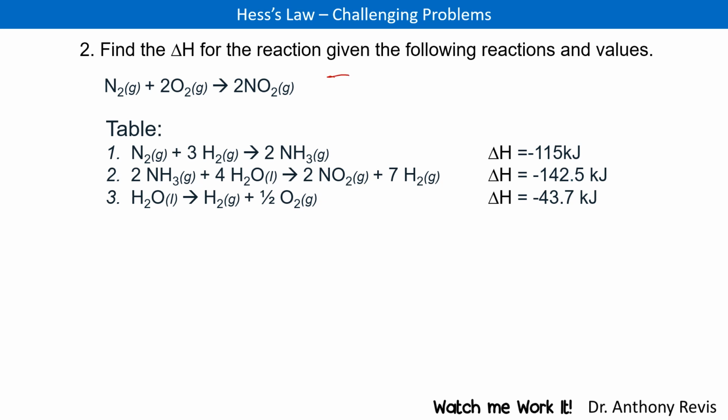So this is our target reaction, and these are table reactions, and we're going to match these table reactions up against the target, okay? So let's go through each of them and do it.